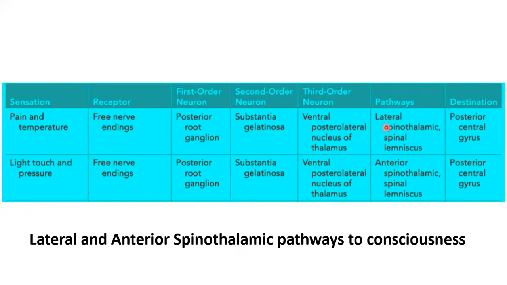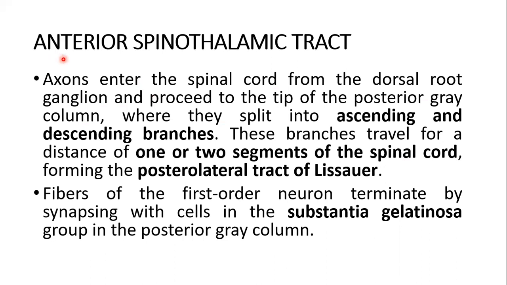So the pathways are of course different. This is the lateral one and this is the anterior spinothalamic tract, right? This one is in the anterior funiculus and that one is lying in the lateral funiculus of the white matter of the spinal cord, as I described in my previous lectures. The destination is the postcentral gyrus, and this is also the postcentral gyrus. So in the anterior spinothalamic tract, axons enter the spinal cord from the dorsal root ganglion and proceed to the tip of the posterior gray column where they split into ascending and descending branches, right? And these branches travel for a distance of one or two segments of the spinal cord, forming the posterolateral tract of Lissauer. Fibers of the first order neuron terminate by synapsing with cells in the substantia gelatinosa group in the posterior gray column.